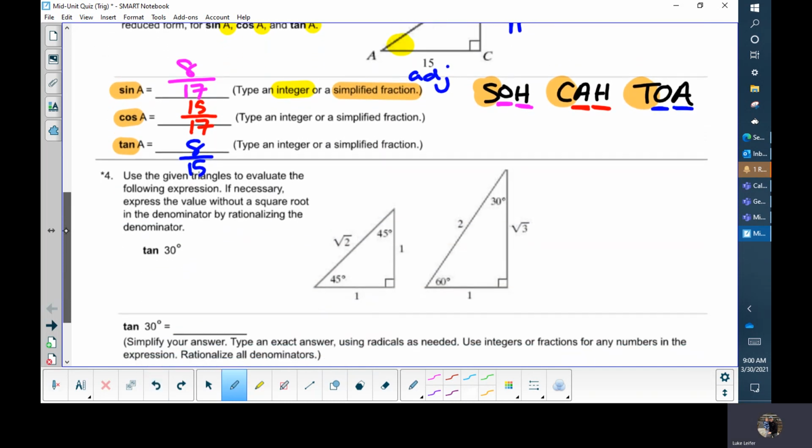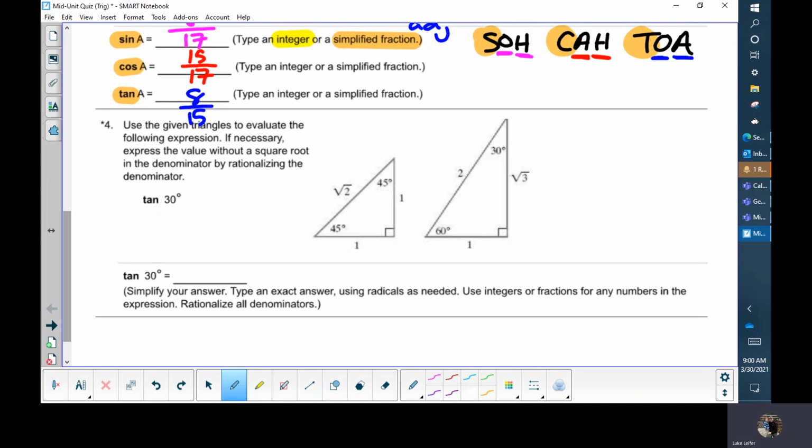Okay, let's roll down to number 4 here. Again, back to special right triangles. They give me both the models here. You'll notice this time, instead of different numbers, it's the same thing: x times the square root of 2. They just chose 1 as being x. 2x, x times the square root of 3. Again, 1 is the smallest leg of that triangle.